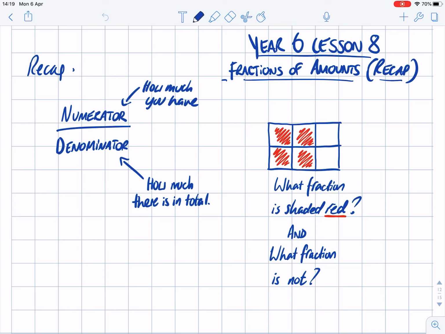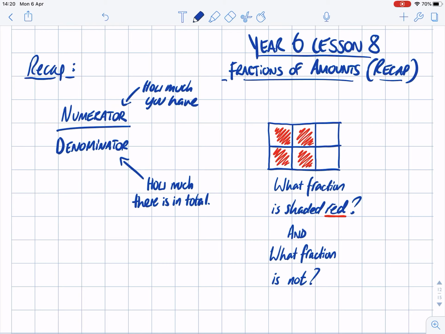Now, I've put a little recap because you should have done this in Year 5 and hopefully you've already started it in Year 6. All right. What is a fraction? Now, remember, fractions are equal parts of a whole. So you've got something, it could be a chocolate bar, it could be a pizza, and you've split it into fractions. So in everyday language, you've split it into equal-sized pieces.